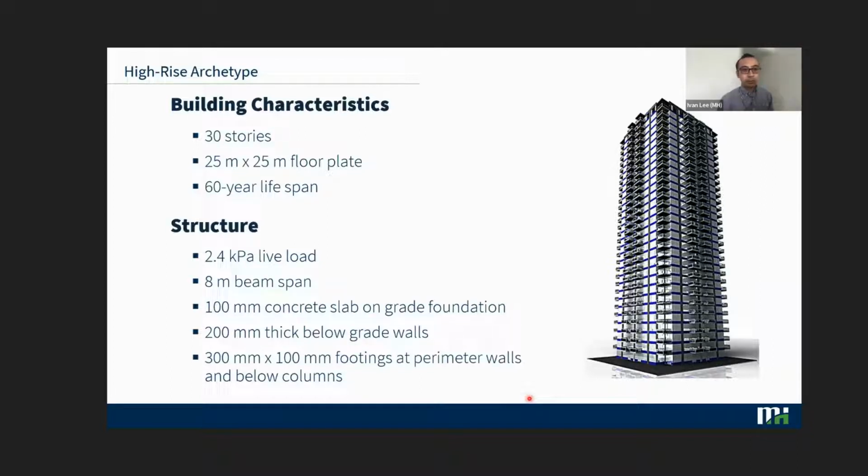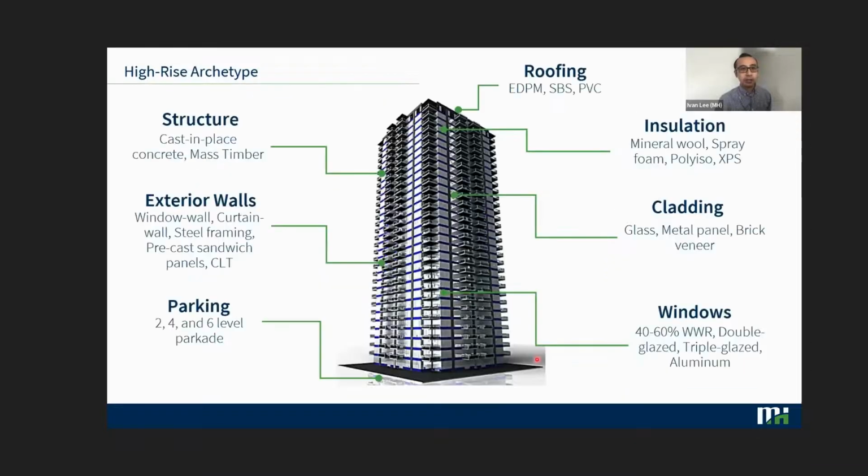For our foundations, we've got about 100 millimeters or 4 inches of concrete slab on grade. The below grade walls are about 200 millimeters or 8 inches thick. And we've got footings that are about 300 millimeters by 100 millimeters, or a foot by 4 inches, along the perimeter walls as well as below the columns. You'll find that most of the foundation elements are pretty standard across the three archetype buildings, trying to keep things simple.